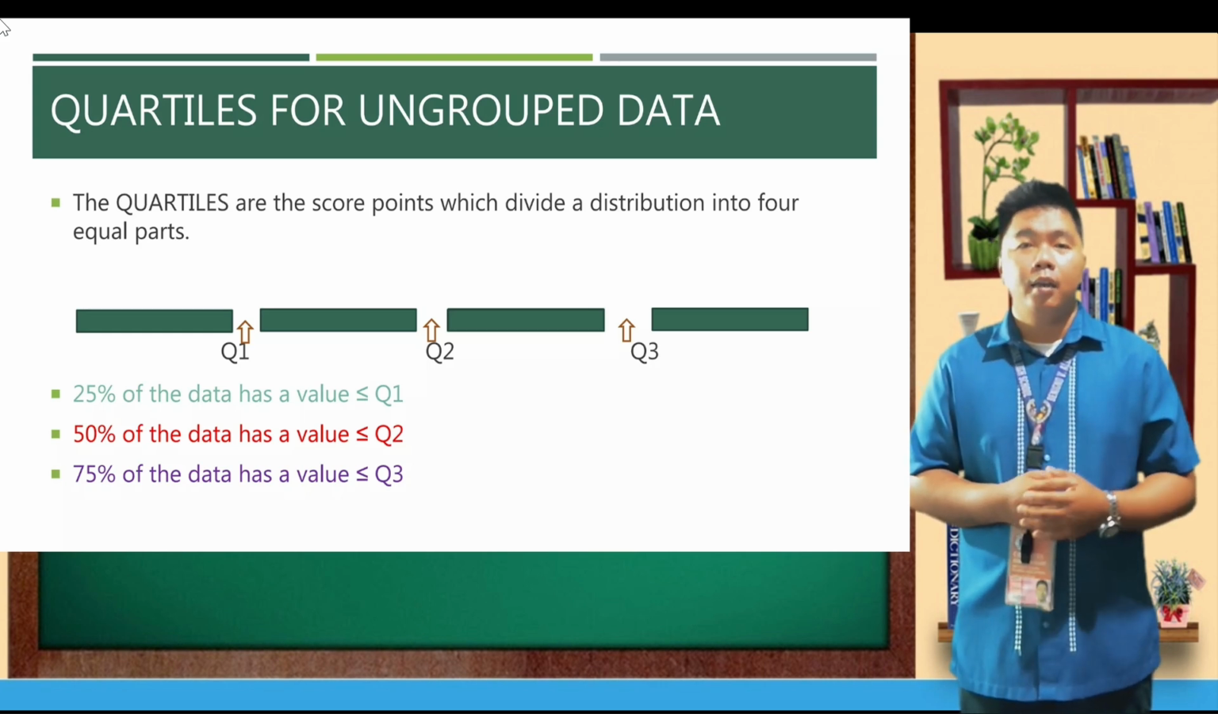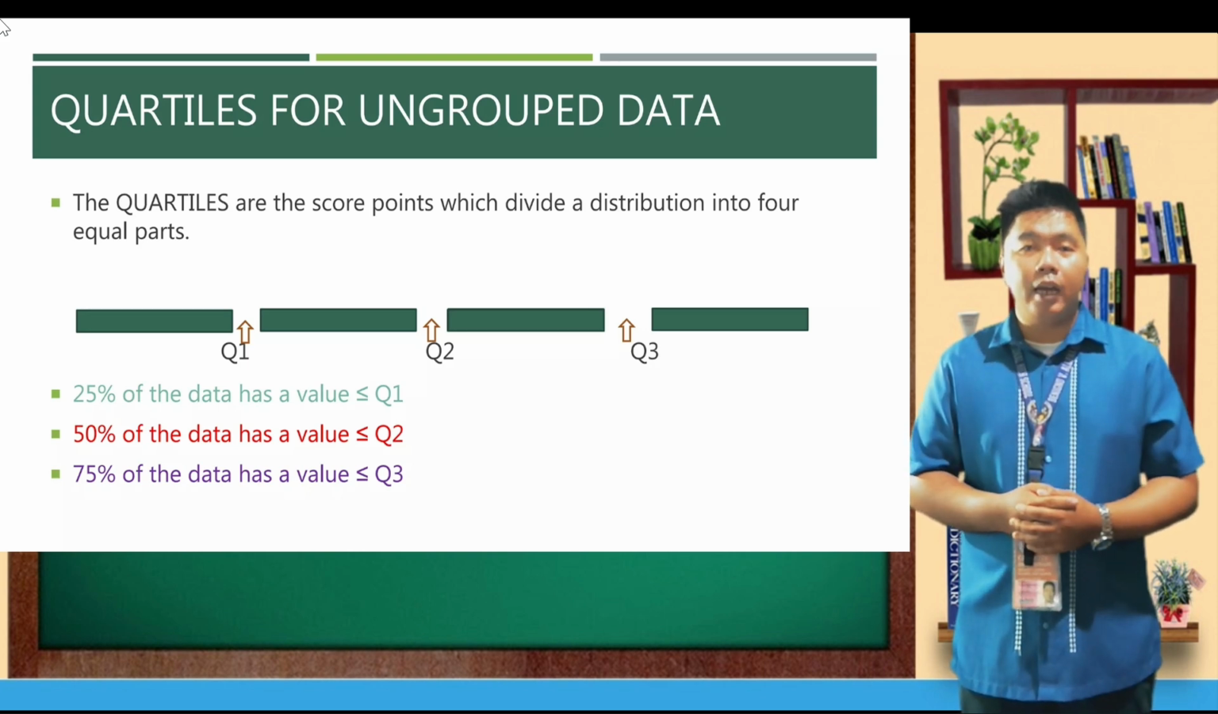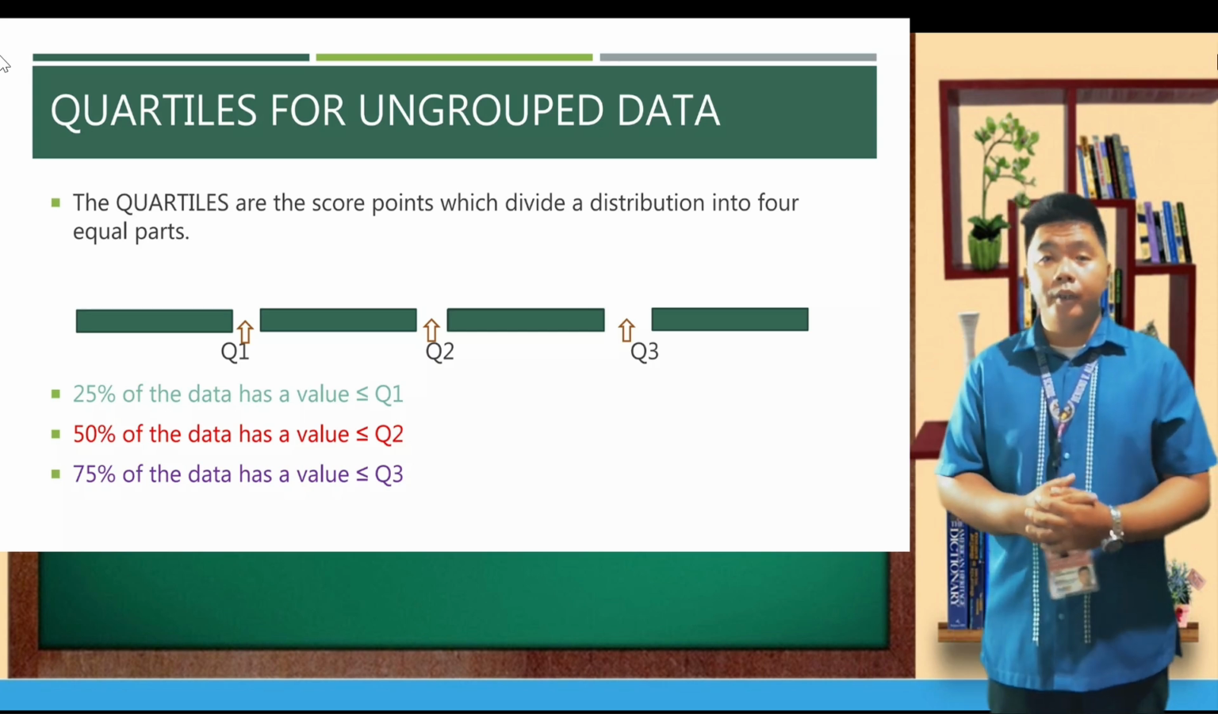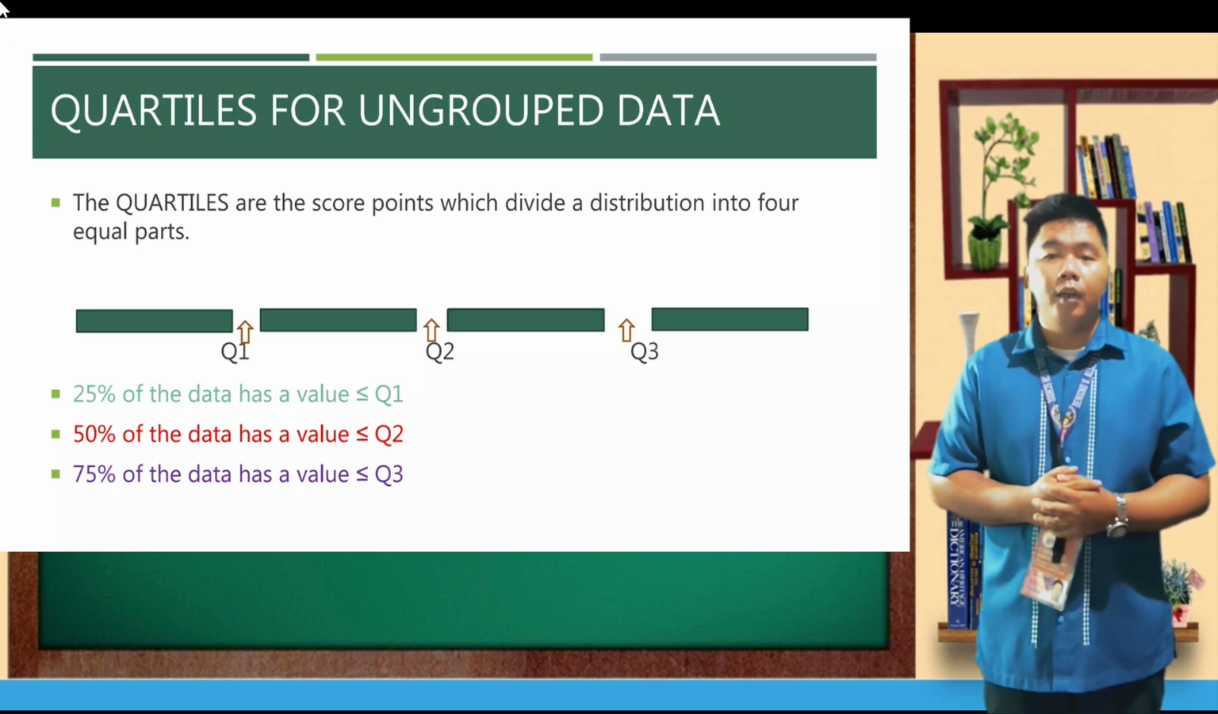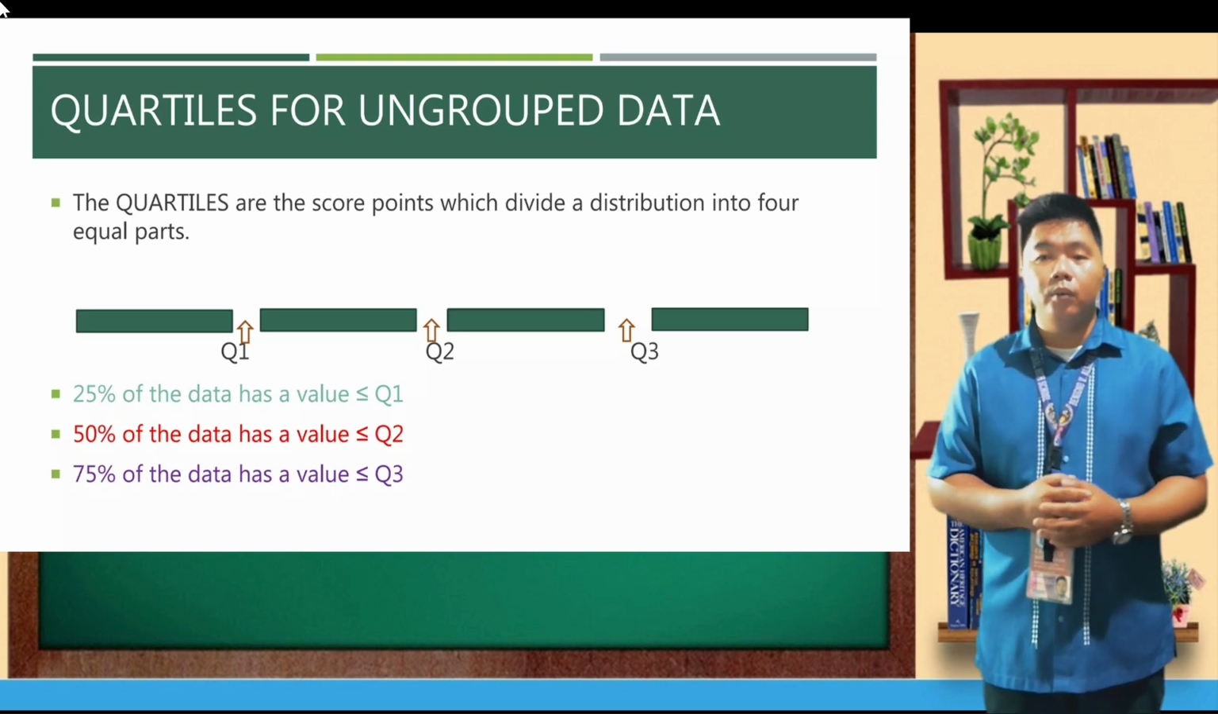So for the first quartile, it has a coverage of 25%. For the second quartile, it has a 50%, while the third quartile has a 75% of the whole data. For our first quartile or Q sub 1 as a symbol, 25% of the data has a value of less than or equal to the Q sub 1. While 50% of the data has a value of less than or equal to the Q sub 2. 75% of the data has a value of less than or equal to Q sub 3. So that is the coverage of our first quartile, second quartile, and the third quartile.